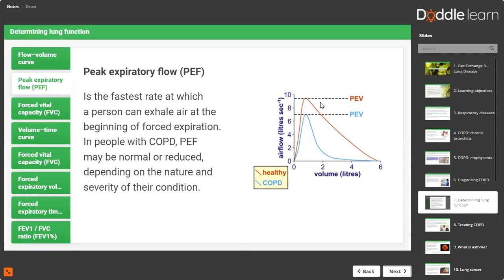So again, this would be in a healthy person, that's in someone with COPD. But again, we couldn't use peak expiratory flow on its own because we've just said that it could be normal. It could be the same as a healthy person. So we have to look at other things with it.